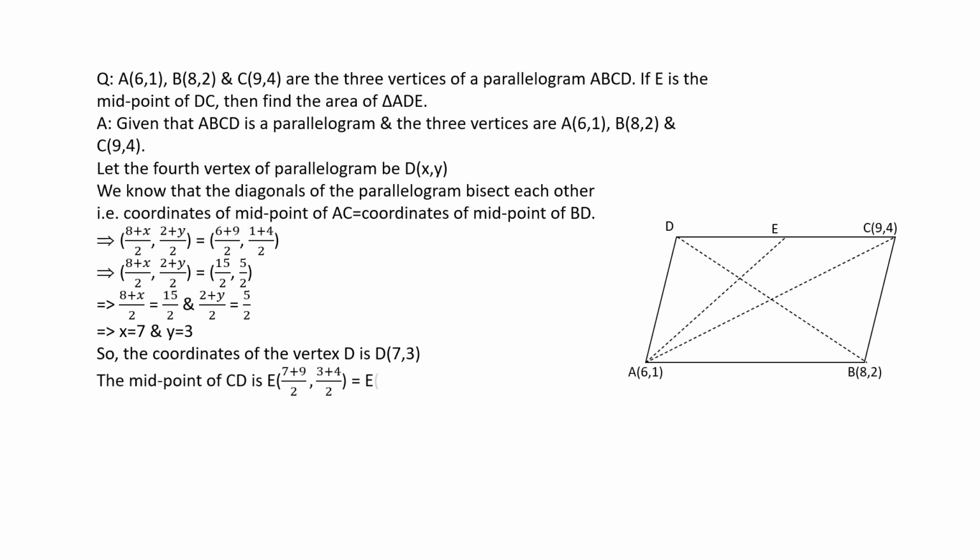Now E is the midpoint of CD. So the midpoint E can be written as ((7+9)/2, (3+4)/2), or the coordinates of E are (8, 7/2).